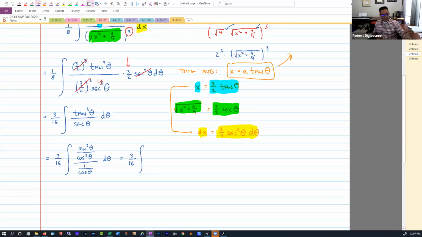All right, so now I'm going to flip. I've done this, I think, 3 times today. I'm flipping that up to make it cosine theta over 1 instead. And then one of these cosines cancels out and makes a cosine squared on the bottom. So we should have on top a sine cubed, and on the bottom a cosine squared, d theta.